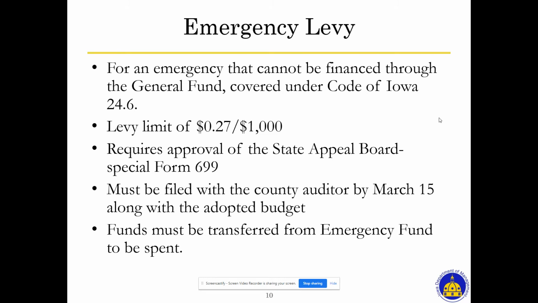Funds must be transferred from the emergency fund to be spent. So they would be transferred over into the general fund to actually be spent out. The state appeal board is a 3-member body that includes the Director of Department of Management, the Auditor of State, and Treasurer of State.